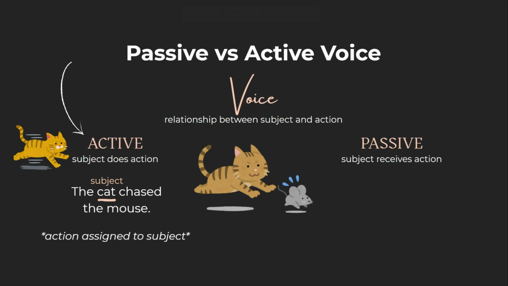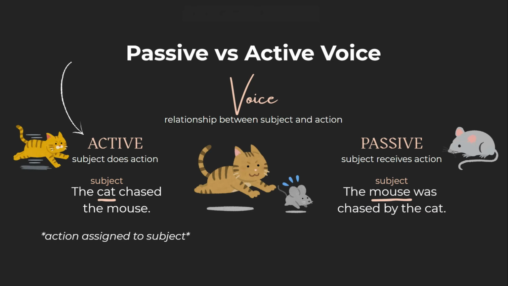However, we could also say, "The mouse was chased by the cat." Now, the mouse is the subject, but it's not doing the action. The cat is still the one doing the chasing. When the subject is the one to receive an action, the sentence is passive.